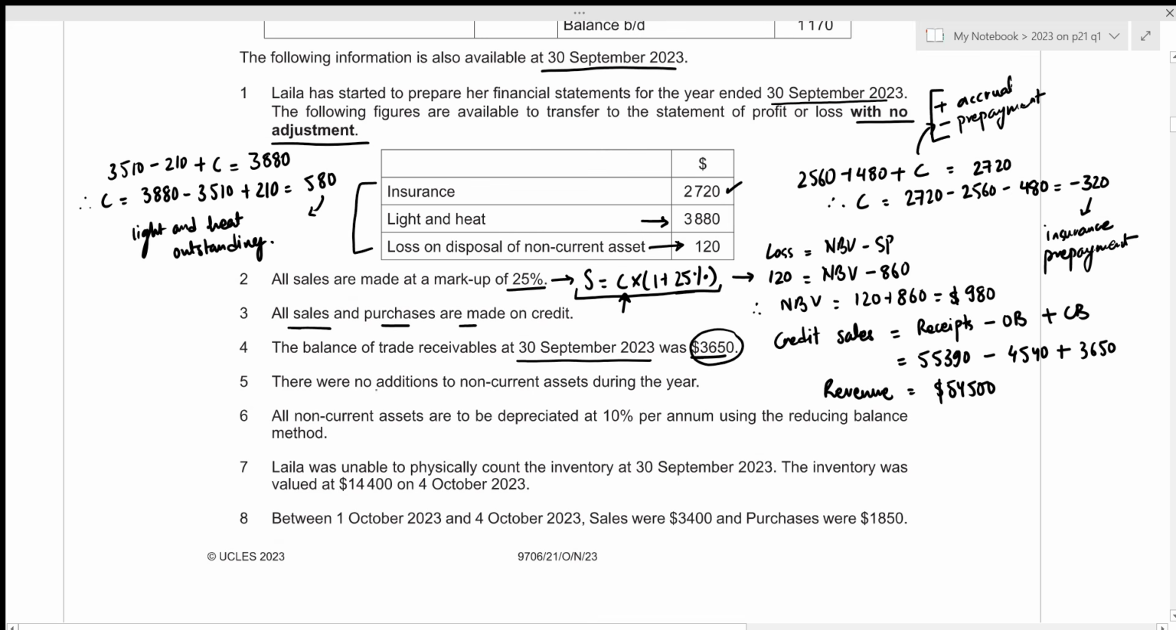Then there were no additions to non-current assets during the year. This just means that there had been no additional purchases of non-current assets. All non-current assets are to be depreciated at 10% per annum using the reducing balance method. Okay, let's figure out the depreciation on non-current assets.